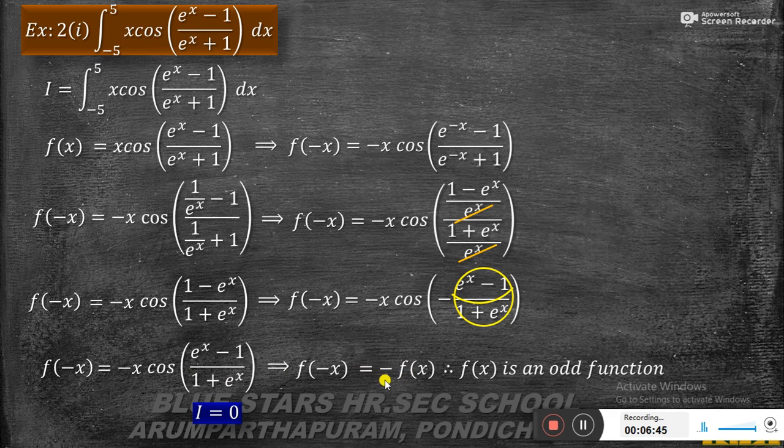You see, this is an odd function, because f of minus x equal to minus f of x represents an odd function. For an odd function, the integral from minus a to plus a of f of x dx is 0 when f of x is odd. Therefore the integral from minus 5 to plus 5 of x cos x into e power x minus 1 by e power x plus 1 dx equals 0, because this function is odd. So the integral value I put as 0.